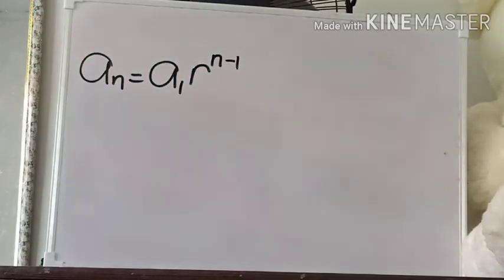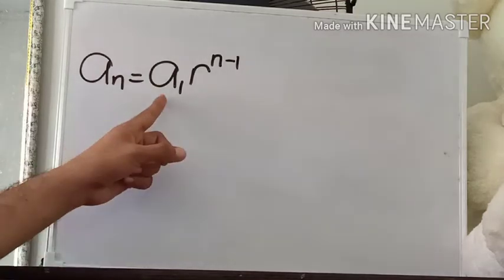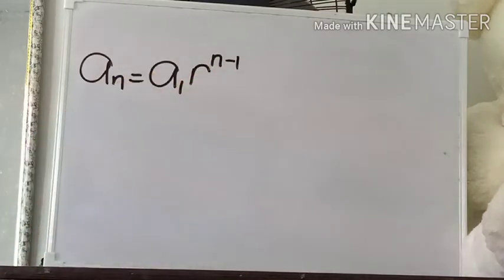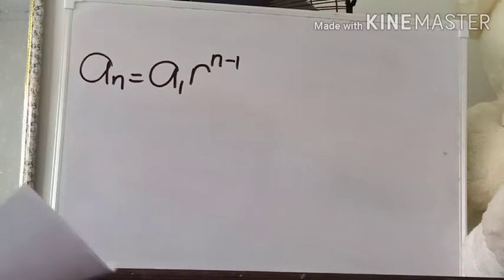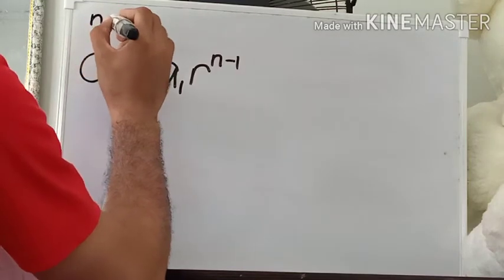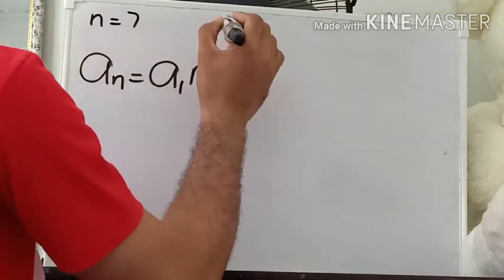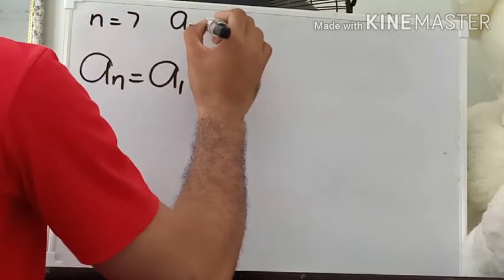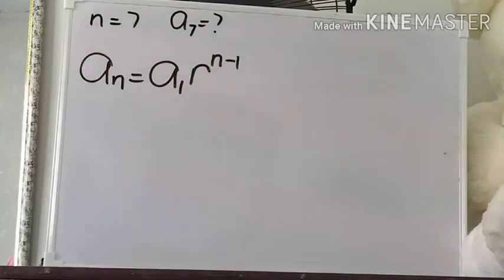Meaning, for us to find the nth term, we need to figure out our first term, our common ratio, and the order of the term that we are looking for. As in this case, we are told to find the seventh term. So obviously, our n is 7, because we are told to find a sub 7. What else can be derived from the problem?